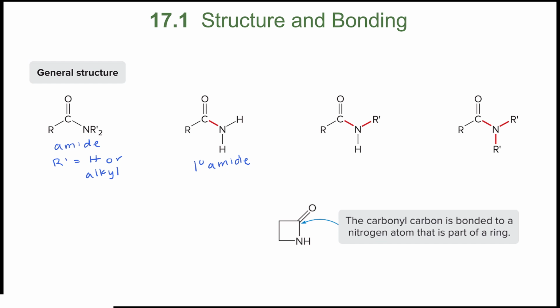So it has one CN bond. If you have one R group here, this makes it a secondary amide, because we have two CN bonds, which are shown there in red. And then if you have two R groups, this is a tertiary amide with three C to N bonds. And then anytime you encounter a cyclic amide, that's called a lactam.